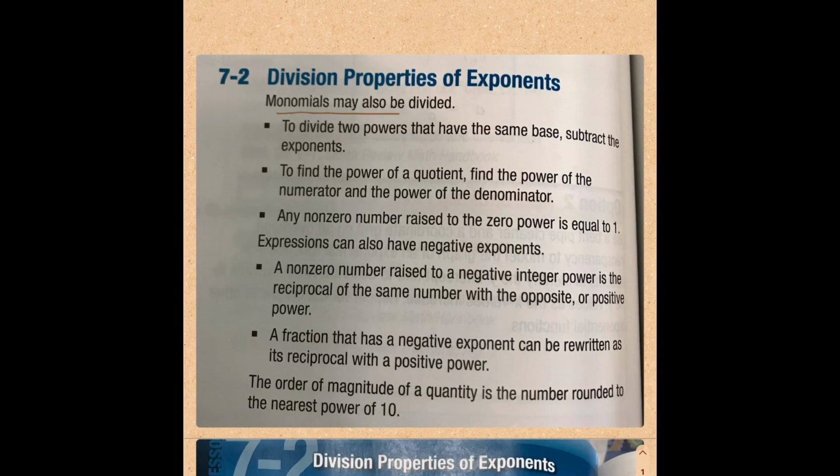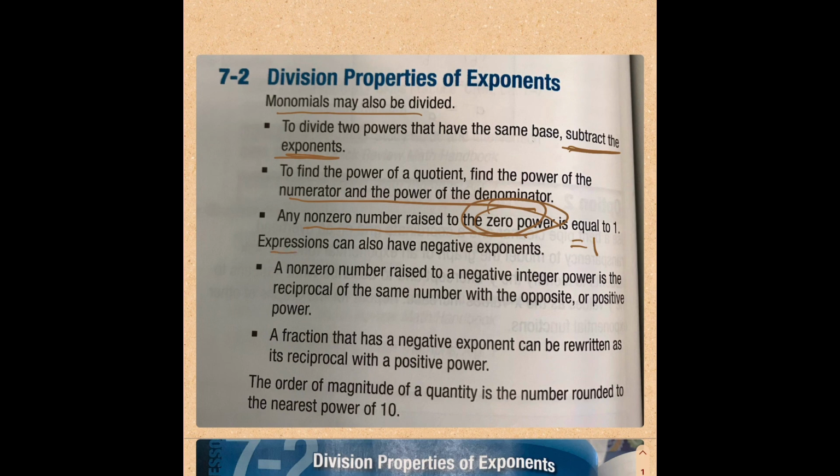Okay, monomials may also be divided. To divide two powers that have the same base, we subtract the exponents. To find the power of a quotient, find the power of the numerator and the power of the denominator. Anything on the outside of the parentheses is going to affect every piece inside the parentheses. Okay, any non-zero number raised to the power of 0 equals 1. It doesn't matter what it is. It can be x to the 0 or 50 to the 0. It's going to equal 1.